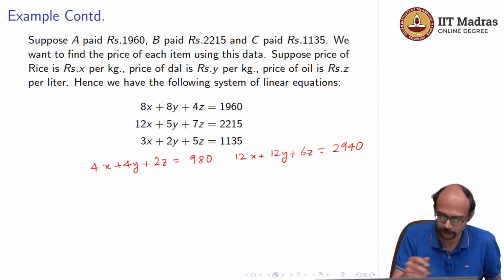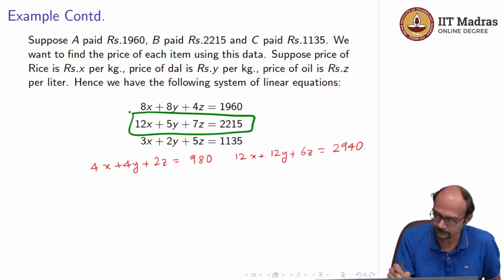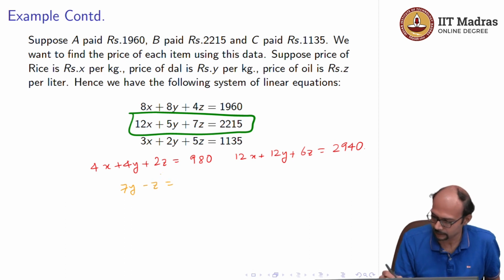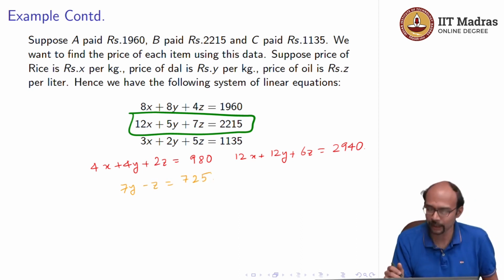Then I'll take this equation and subtract out the second equation over here. If I do that, what do I get? The 12x is subtracted out and what we get is 7y minus z is 725. Okay, so now we have an equation in terms of y and z.